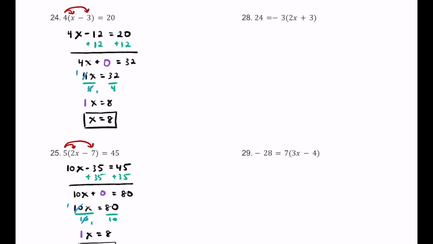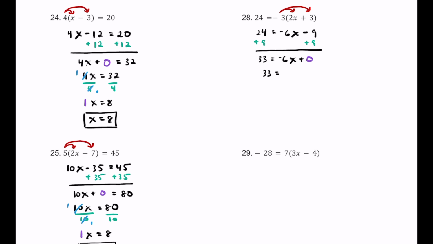For 28, let's go ahead and distribute first. This negative 3 multiplied by 2x, that's going to give us negative 6x. And then this negative 3 multiplied by this positive 3 is going to be negative 9, so we'll write minus 9. Then we'll go ahead and add 9 to both sides of the equation using the addition property of equality. On the left side, we're going to get 33 is equal to negative 6x plus 0. Then we can go ahead and drop the 0 by the identity property of addition.